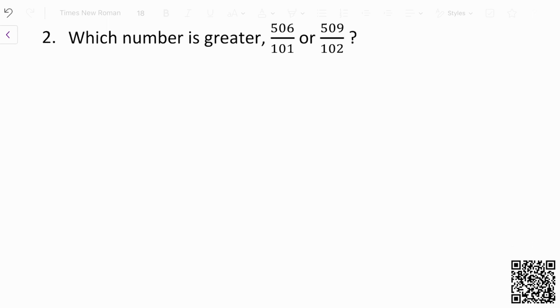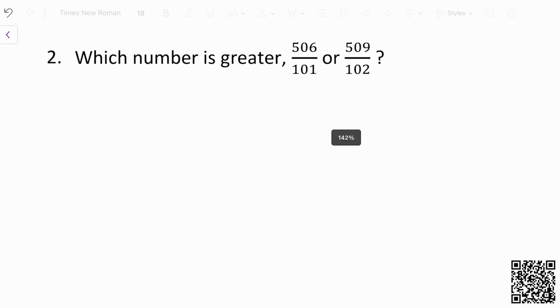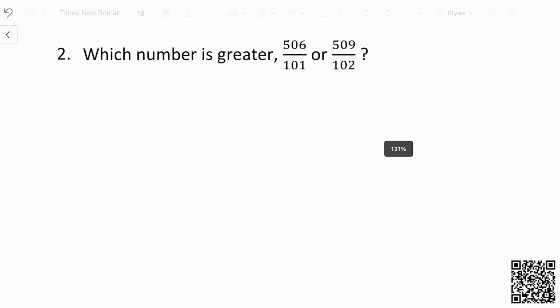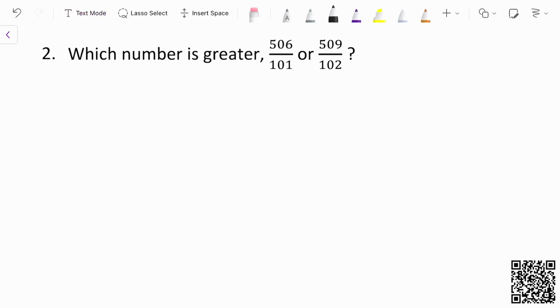How about number 2? Which number is greater, 506 over 101 or 509 over 102? This, I believe, is actually a pretty easy problem. You guys might not be able to tell why at first glance, but I've done this a couple times, so you know.